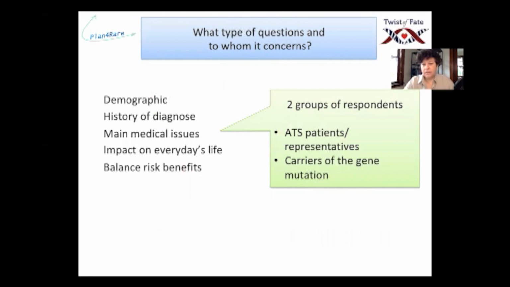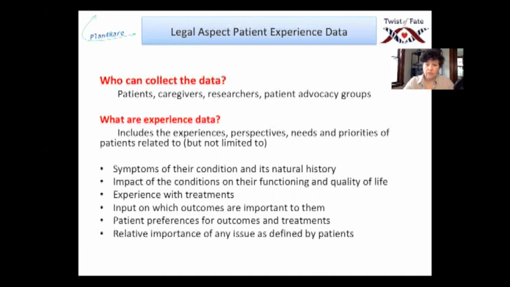How are we going to do that? So we are going to send you some questionnaires and ask a lot of questions and try to gather everything. So the questions are going to be on demographics, history of diagnosis, the main medical issues, the impact on everyday life, and the balance, as I said, between risk and benefits. We are going to ask two groups of people, the ATS patients or their representatives, and the carriers of the gene mutation.